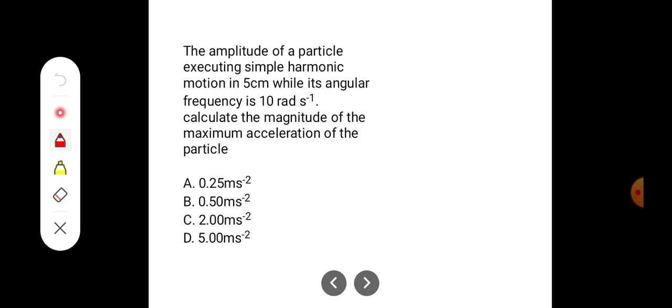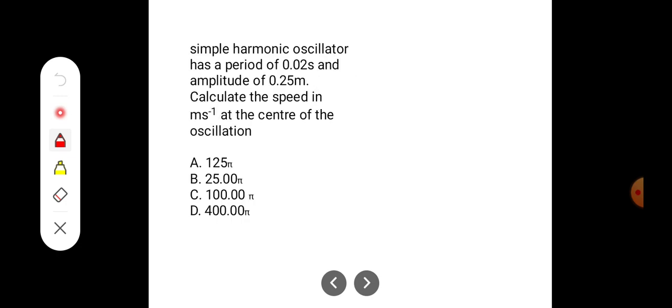Now here, we are given, it says, a simple harmonic oscillator has a period of 0.02 seconds, an amplitude of 0.25 meters. Calculate the speed in meter per second at the center of oscillation. Now, whenever you are asked to calculate speed at the center of oscillation, it is the same thing as calculating the maximum speed, because the speed is maximum at the center of oscillation.